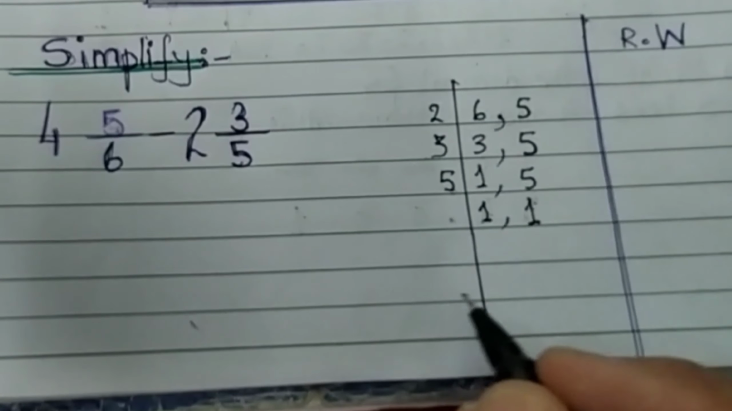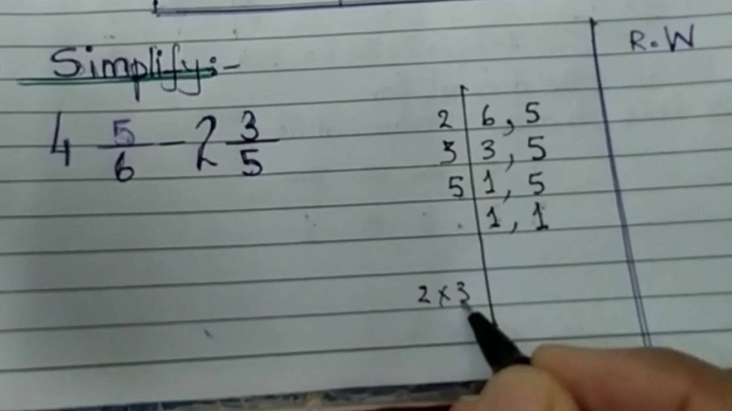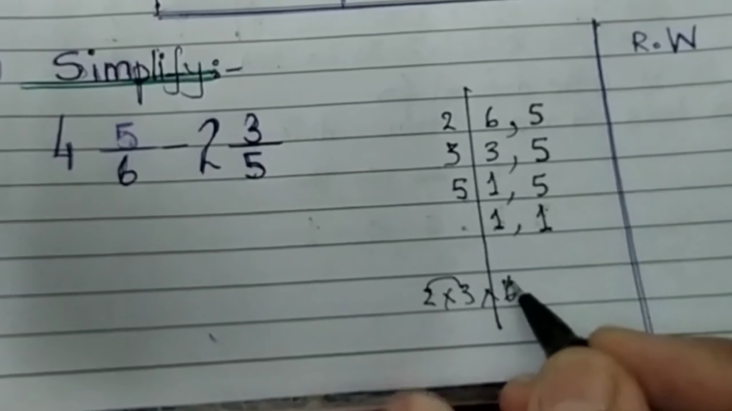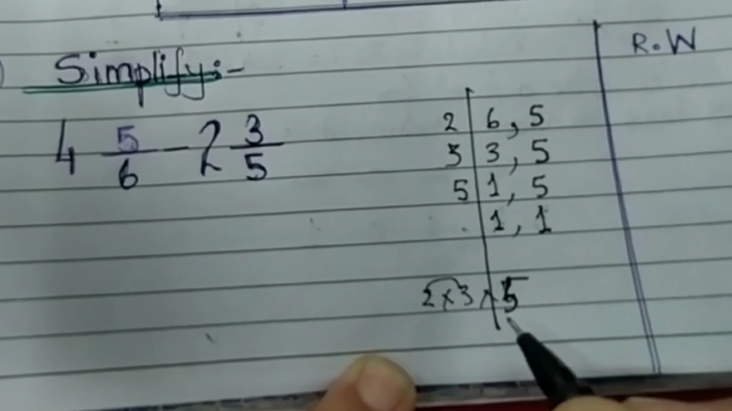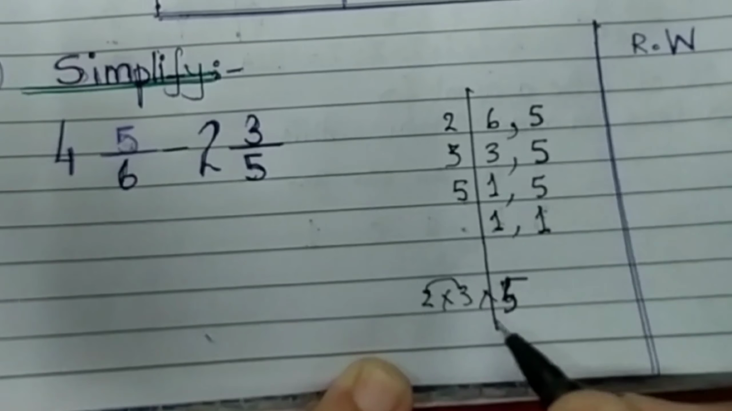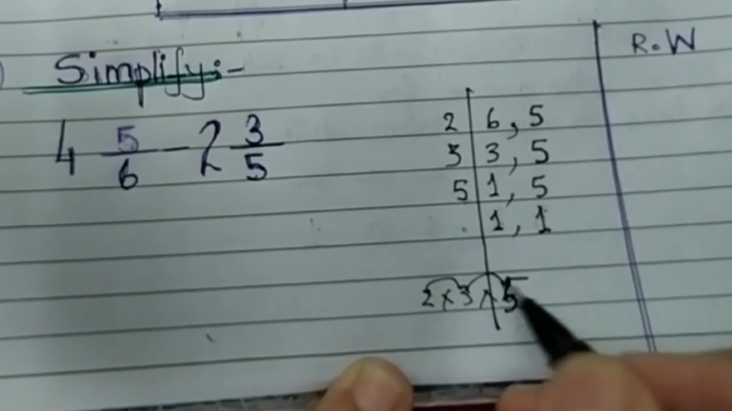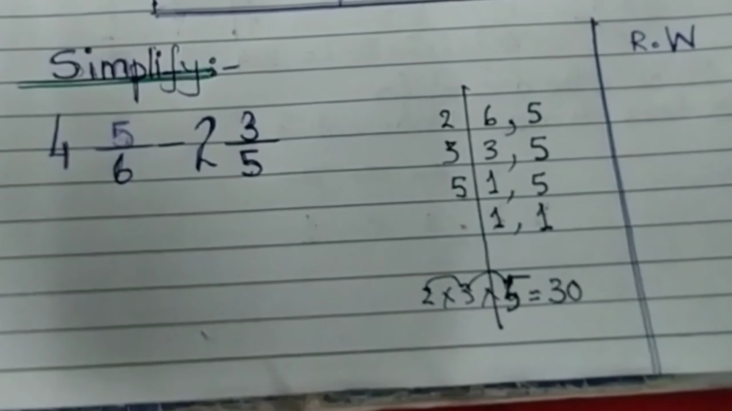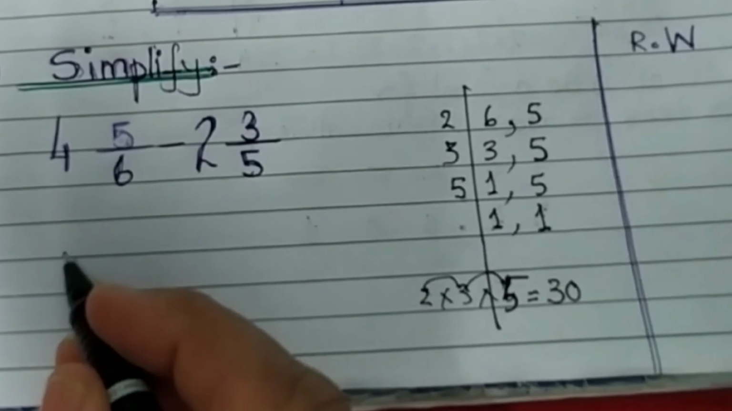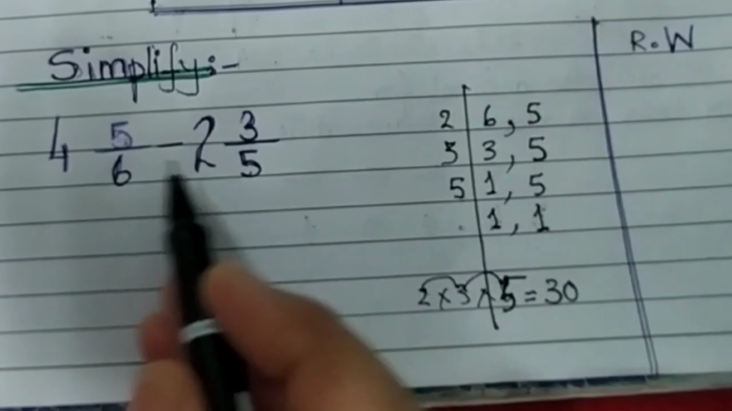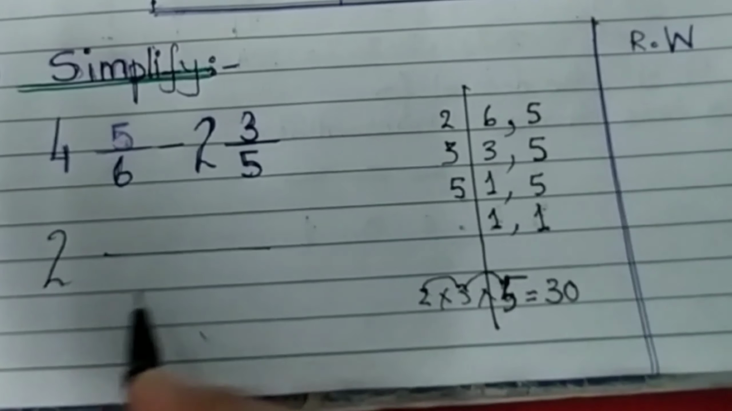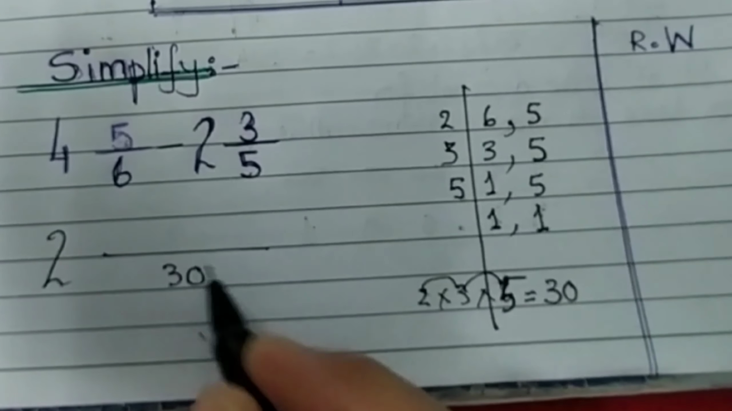So what do we get when we find out the LCM? 2 into 3 into 5. Sorry, this is 5. 2 multiplied by 3 multiplied by 5. 2 threes are 6, 6 fives are 30. 30 is the LCM. So before we write down the LCM, we're going to minus the 2 whole numbers. 4 minus 2 is giving us 2. And 30 is our LCM.